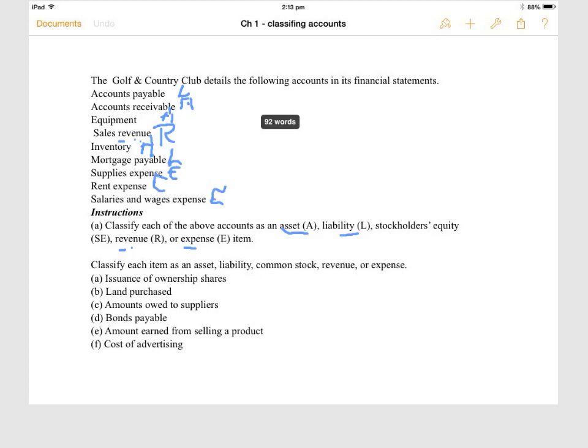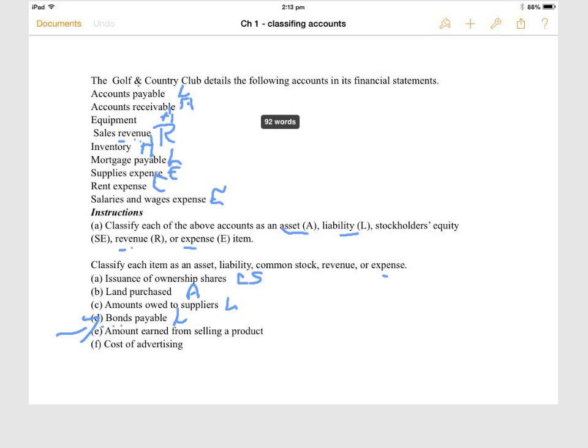Classify each as an asset, liability, common stock, revenue, and expenses. Issuance of ownership shares. Well, that is common stock when the business sells shares. We didn't quite cover that. We will later. Land purchased. Well, that's an asset. Amount owed to suppliers. That's called accounts payable that we have up there. That is a liability. Bonds payable. That's something we'll come across later. But the term payable indicates that it's a liability. We'll explain what a bond is later in the course.